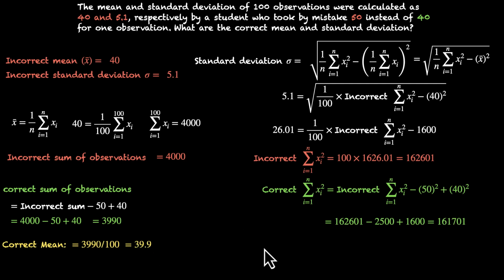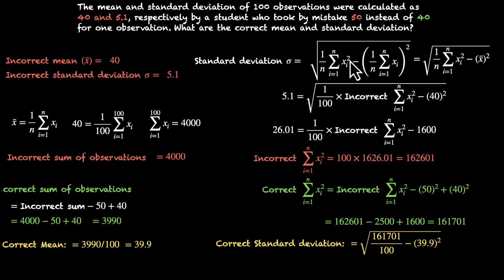And what's our correct standard deviation? So our correct standard deviation is going to be root of 1 by n summation xi squared minus mean squared. So if the correct mean is 39.9, we can simply write this as 39.9 squared. And the correct sum of squares is 161701. Let's divide that by n, which is 100. So our correct standard deviation is root of this. That's going to be root of 1617.01 minus 1592.01. And if we simplify this, we'll get root of 25, that's 5. So our correct standard deviation is actually 5.